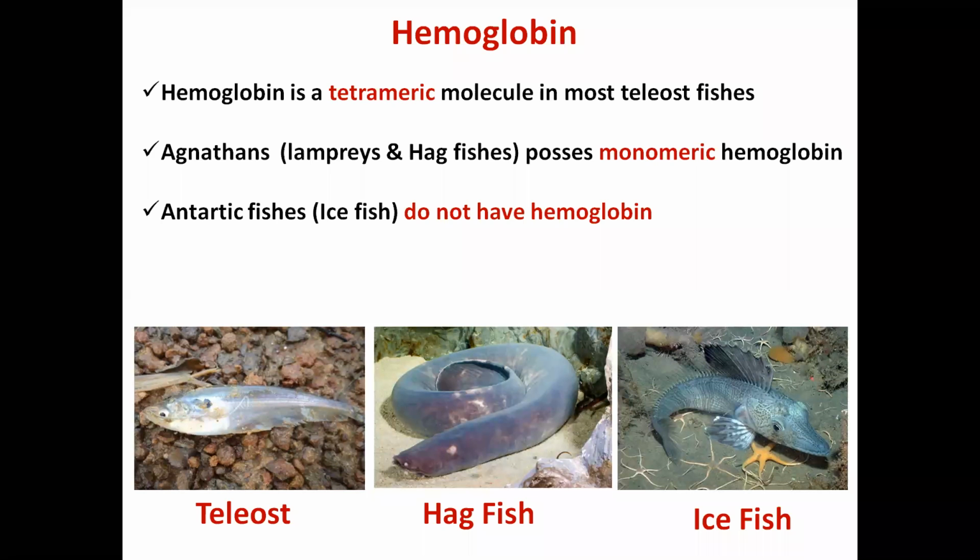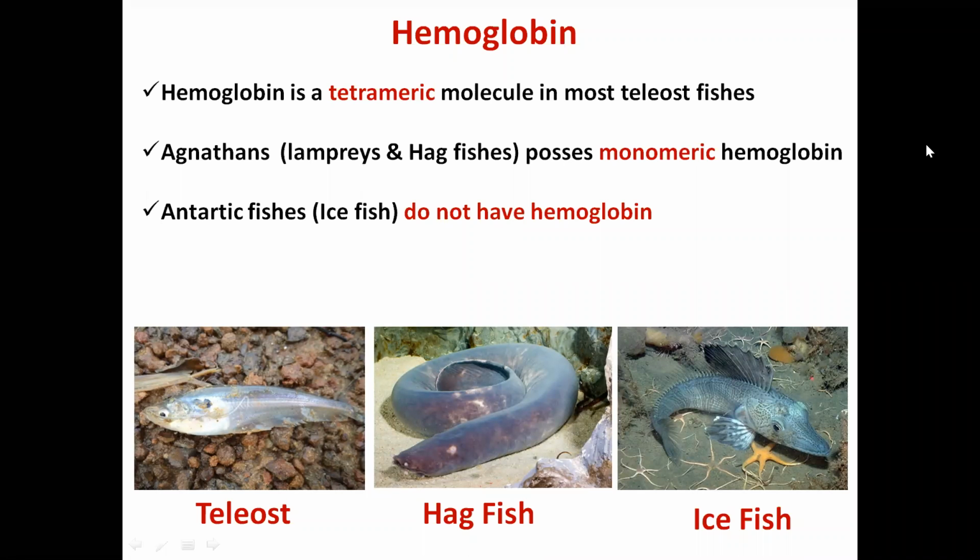Like most of the teleost fishes, they have hemoglobin, which is a tetrameric molecule. If I'm talking about tetrameric molecules, it means hemoglobin is a protein, a respiratory pigment, which has four different individual chains. If you remember the structure of hemoglobin, it basically has two alpha and two beta chains. So most of the teleost fishes have tetrameric hemoglobin, which has two alpha and two beta chains.